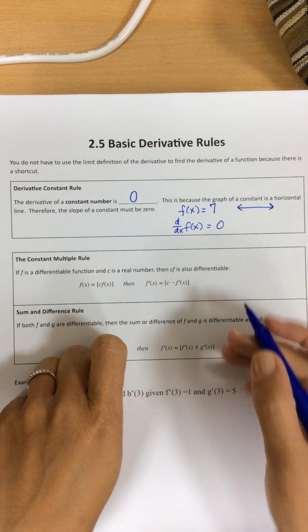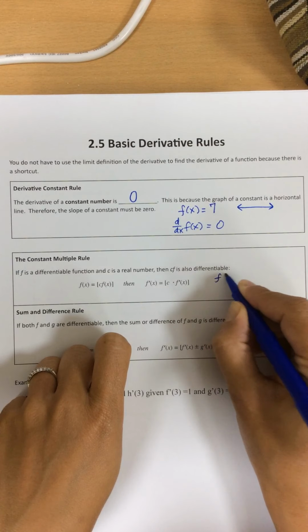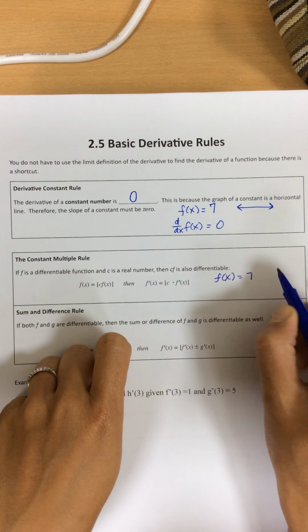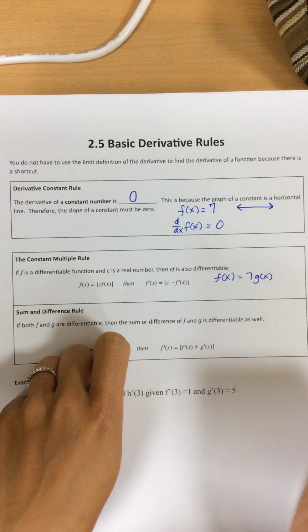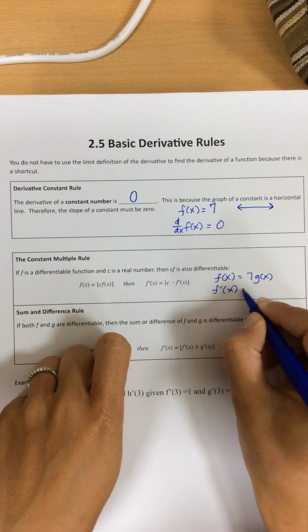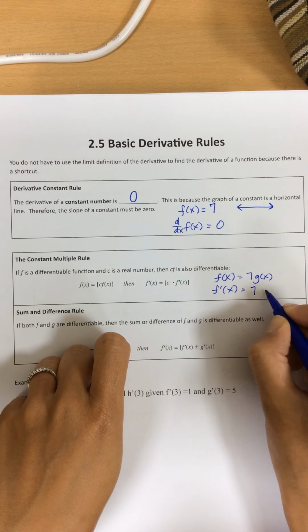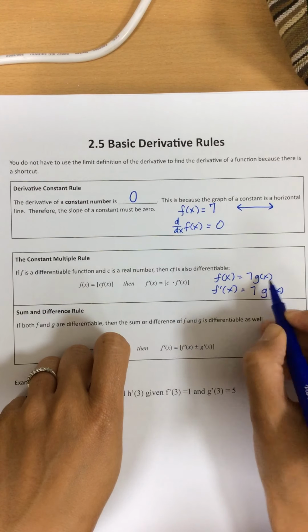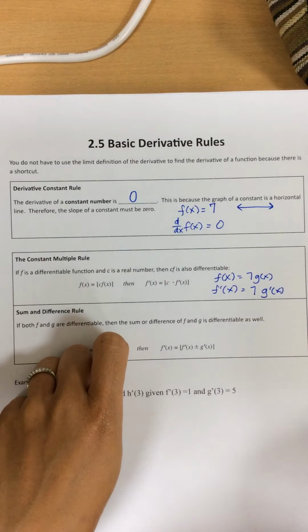So I'll just use this 7 example again. So say f of x is 7 times g of x. Then the derivative of f of x would just be 7 times g prime of x, right? You take the derivative of the function and then you can just multiply it by the constant.